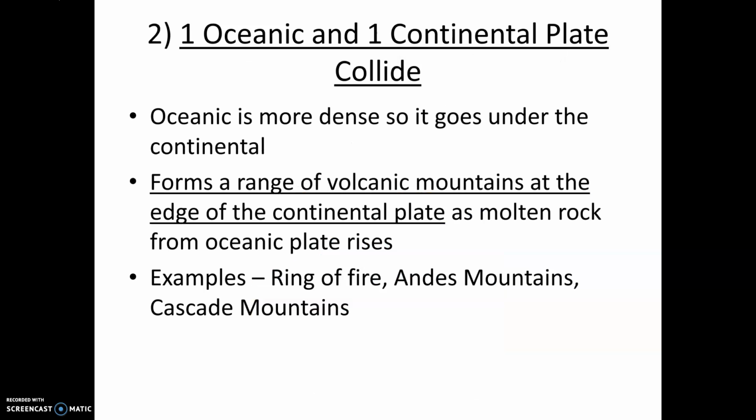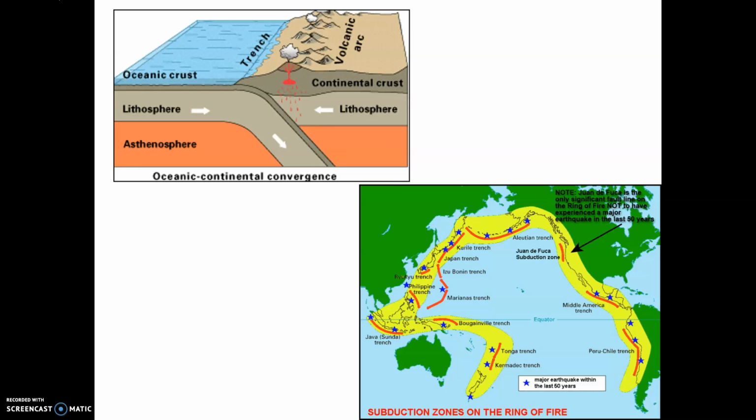Our next one is when one oceanic plate and one continental plate collide. So since that oceanic plate is more dense, it is going to go underneath our continental plate. And again, it's going to form a range of volcanic mountains at the edge of the continental plate. So we're going to see a lot of molten rock here. An example of this is the Ring of Fire, Andes Mountains, and the Cascade Mountains. So let's see what that looks like.